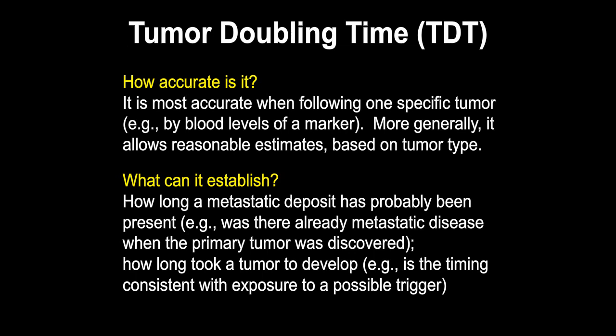Alternatively, it can be used to calculate back to a particular exposure. So suppose somebody was involved in an accident in a nuclear plant 5 years ago. Is that consistent with the fact that they somehow developed acute leukemia or a malignant liver tumor 5 years later? And the tumor doubling time allows you to approximate, to calculate back, to estimate back, is a better way of putting it, the possible relationship in time between an exposure and a possible consequence.